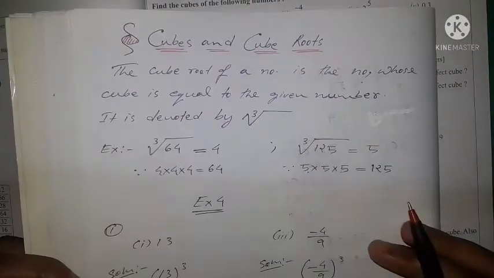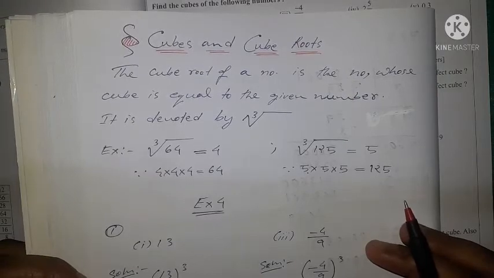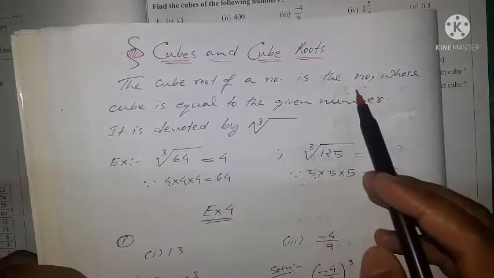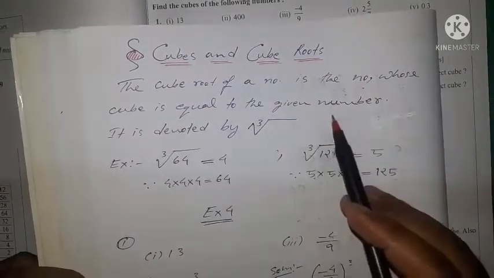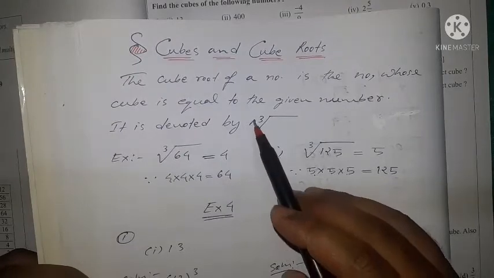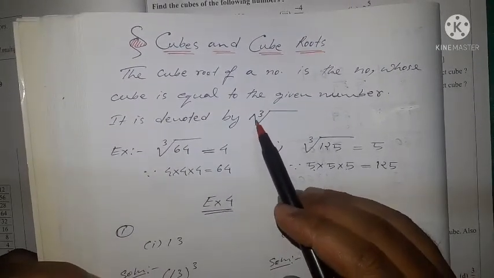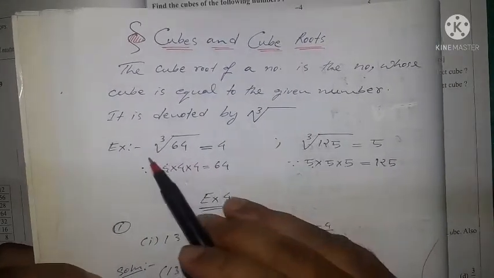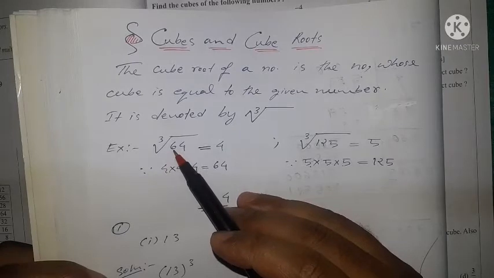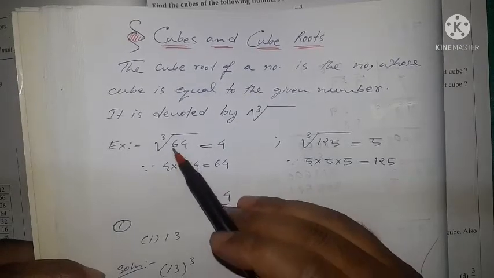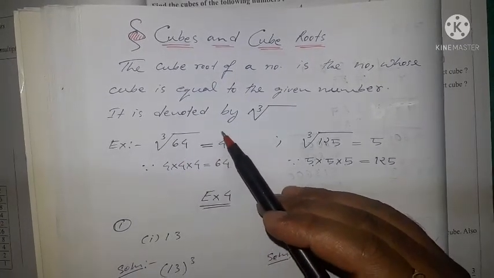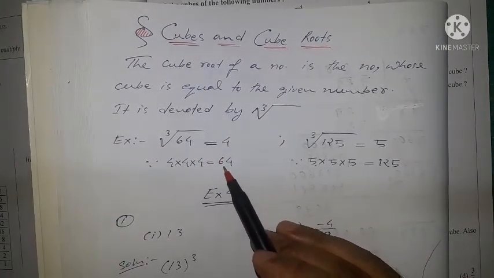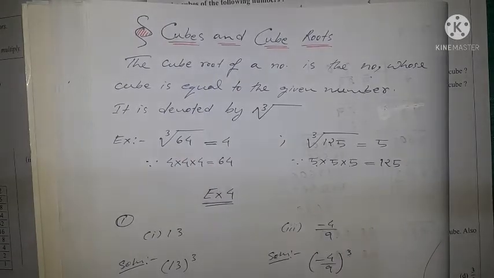The cube root of a number is that number whose cube is equal to the given number. It is denoted in this manner. Similarly, as we have the square root sign earlier, but here we need to write 3 since it is a cube root. Example, we are asked to find the cube root of 64. So we must think of such a number whose cube is 64. That is 4, since 4 into 4 into 4 is 64. Therefore the cube root of 64 is 4.